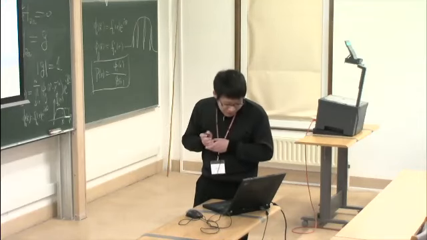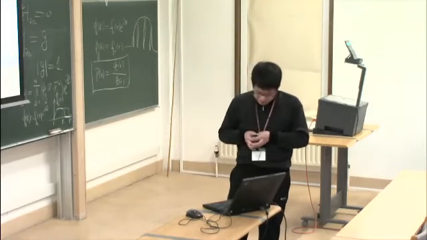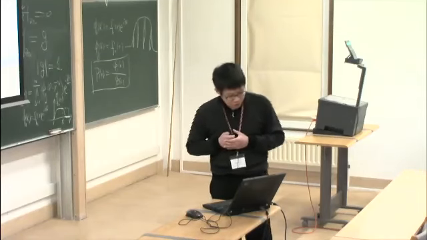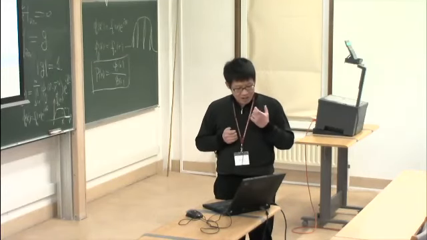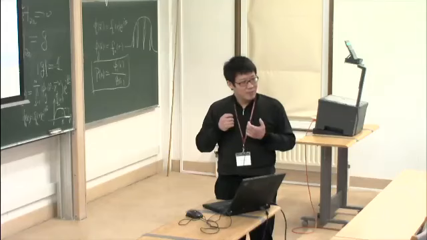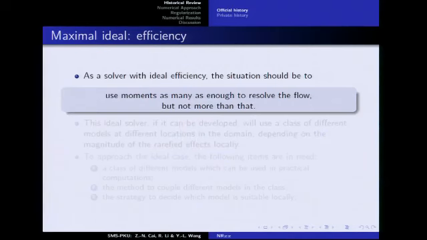So afterward we naturally recall that the objective of deriving a moment system is to reduce the computational cost of the original Boltzmann equation. So for a solver with higher efficiency, what should we do? Actually, we want to use as many moments as needed to resolve the flow, but not more than that.